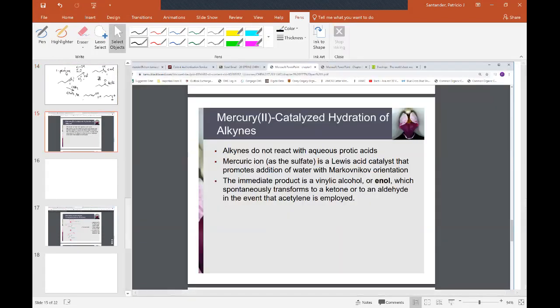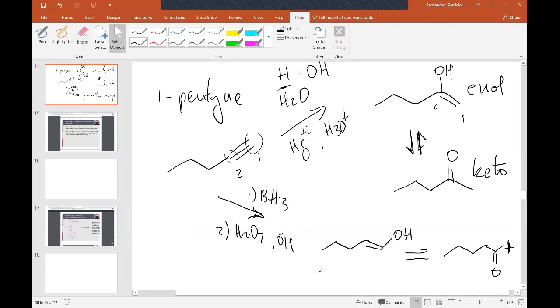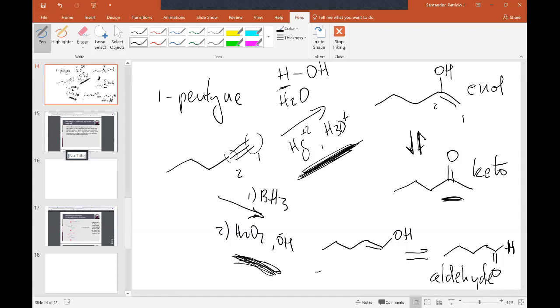So there you can see a big difference between the reaction under Markovnikov conditions, mercury salts, and with borane followed by hydrogen peroxide, while the method with mercury salts will give you a ketone as a final product. The method with borane followed by hydrogen peroxide will give you an aldehyde. Okay.